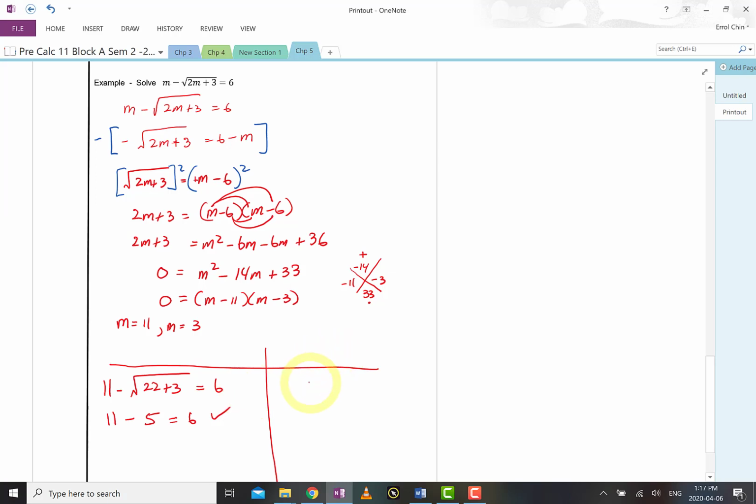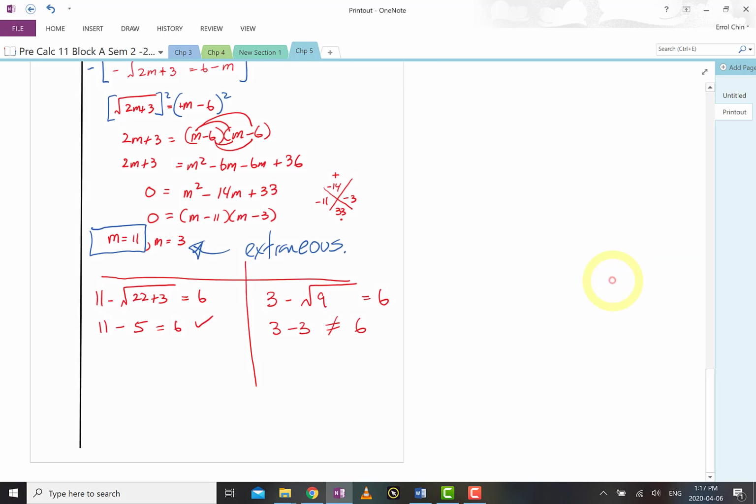Now I'm going to test the other value. 3 minus the square root of 2 times 3 plus 3, that's 6, 9. Does that equal 6? Well, 3 minus the square root of 9, well, that's just 0. It doesn't equal 6. So we only really have one solution. M equals 11. M equals 3 is extraneous. And we will continue on the rest of the examples in the next video.